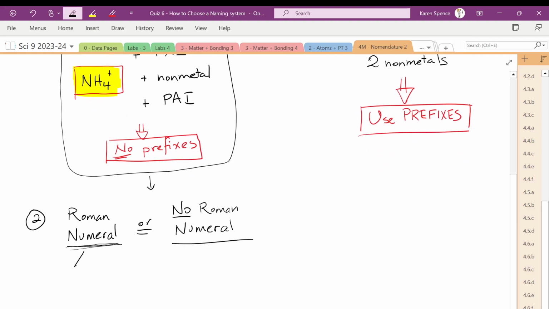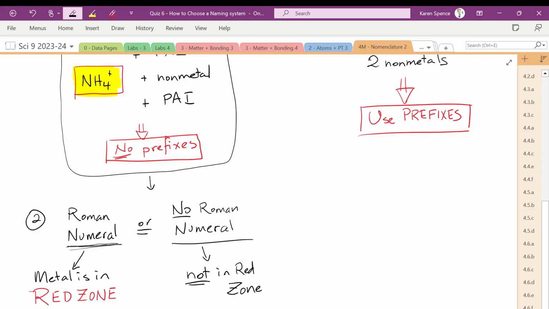Yeah, if the metal is in the red zone. So if the metal is in the red zone, you will use a Roman numeral. If the metal is not in the red zone, then we will have no Roman numeral. Okay?